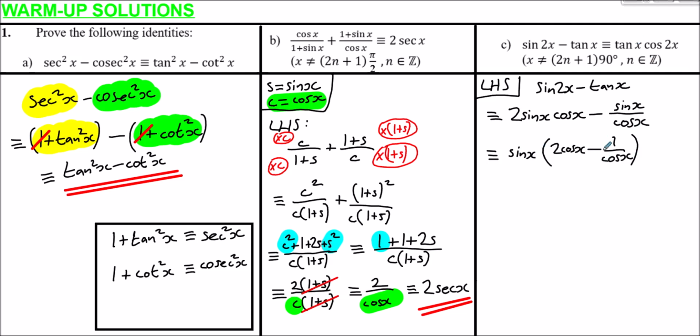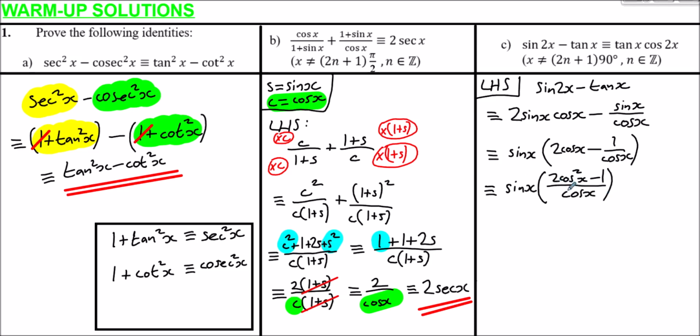I could simplify this by getting it into a single fraction with a common denominator of cosine x. So I'm going to multiply cos x by itself and divide by itself. And then this will give me 2 cos squared x over cos x, which I can then combine into a single fraction. So my next step is to say sin x, and in brackets 2 cos squared x minus 1 all over cos x.